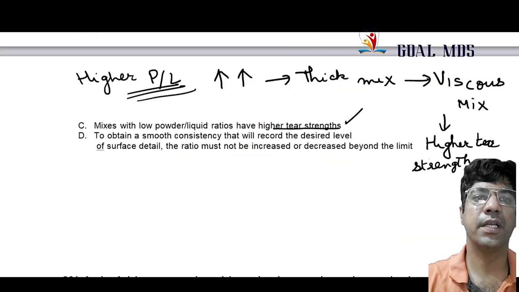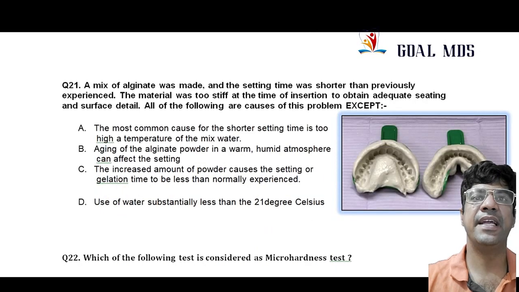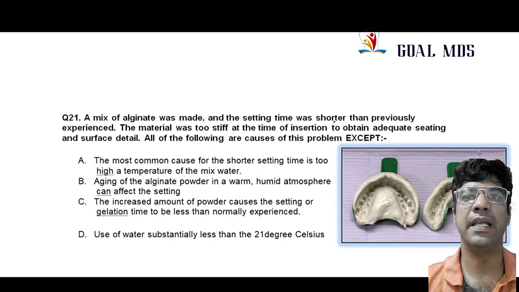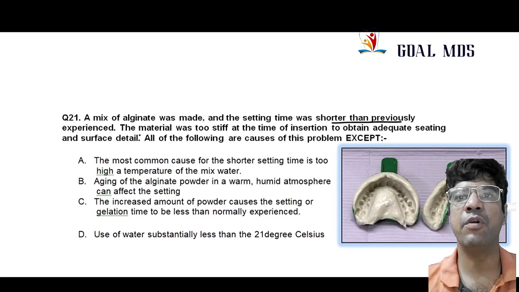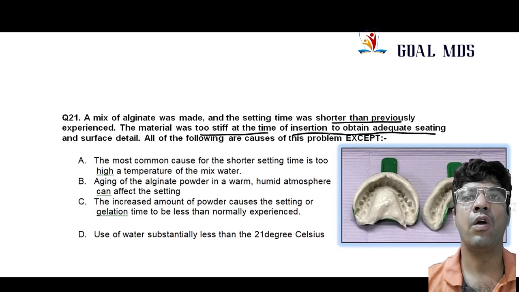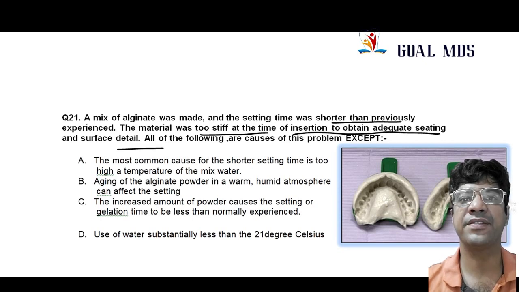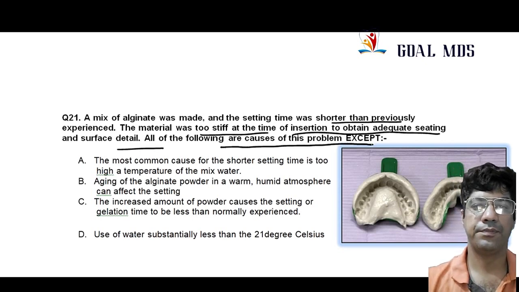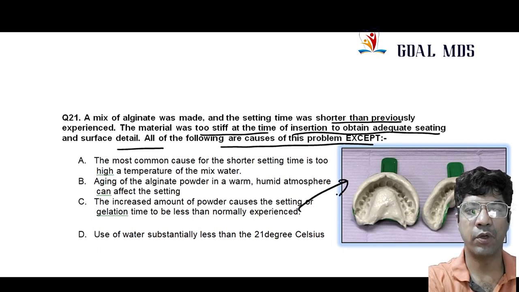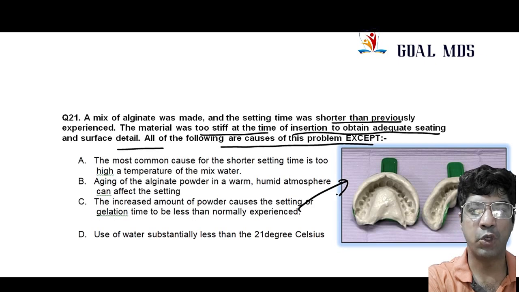Moving to the next question. A mix of alginate was made and the setting time was shorter than previously experienced. The material was too stiff at the time of insertion to obtain adequate setting and surface detail. All of the following are causes of this problem except. The most common cause for the shortened setting time is too high a temperature of the mixing water.